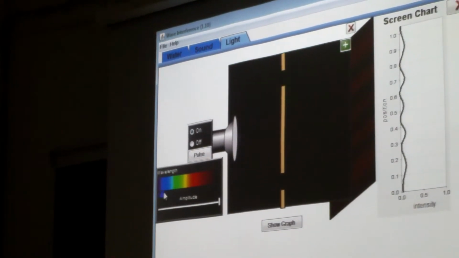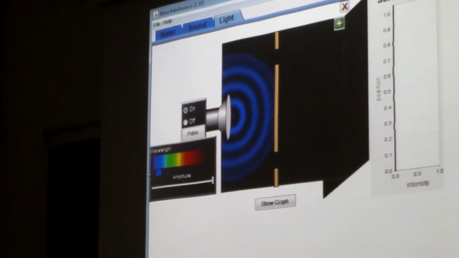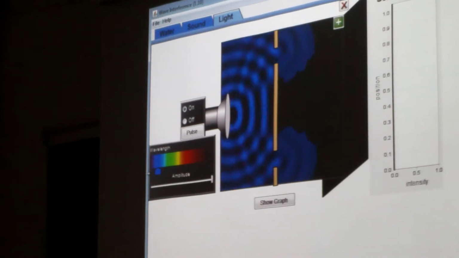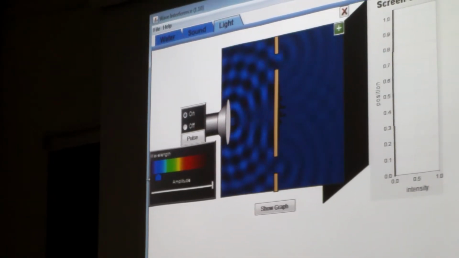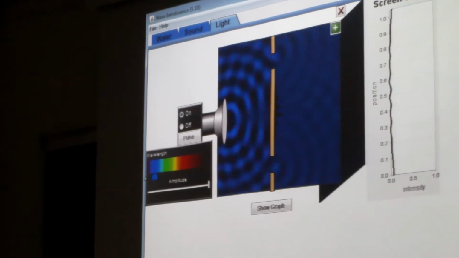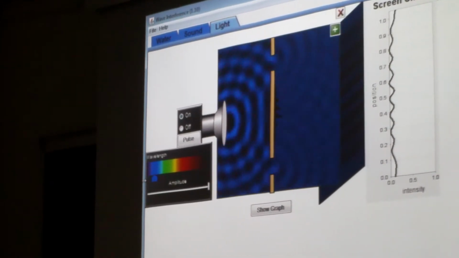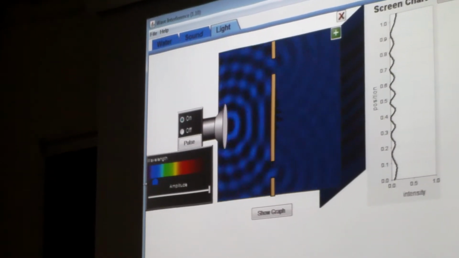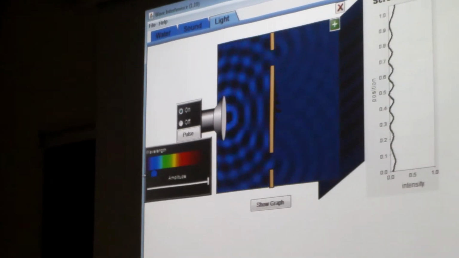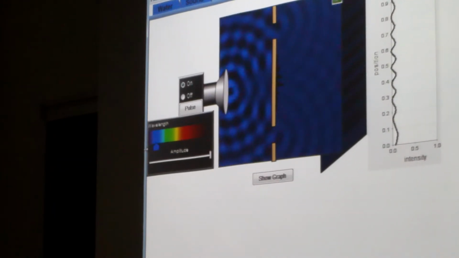Oh, what's that blue? Oh, there we go. That one's pretty, isn't it? What's happened? It's tighter together. That one makes a lot of sense, I think, just intuitively, right?